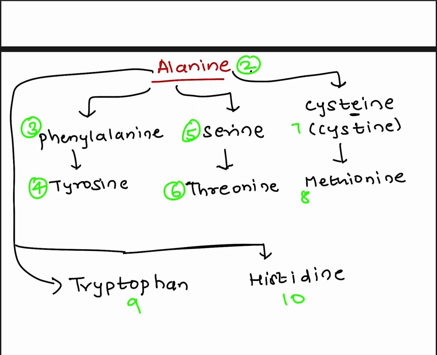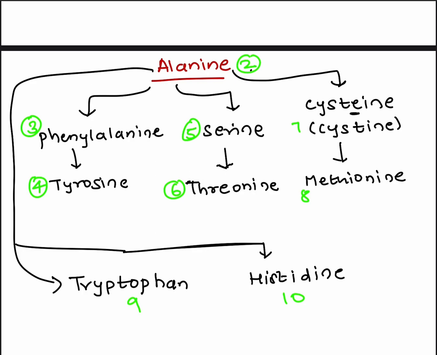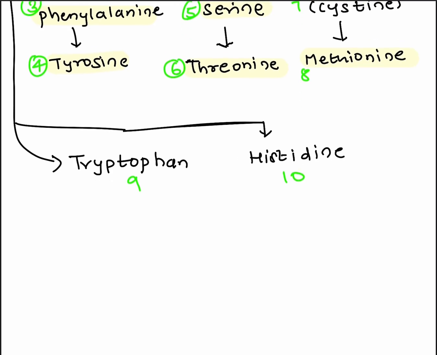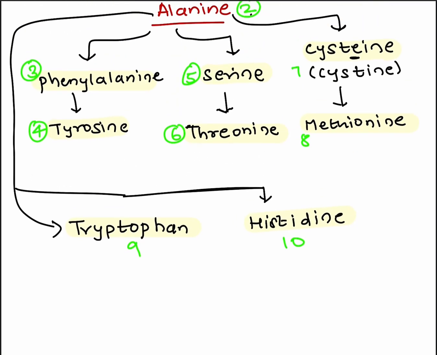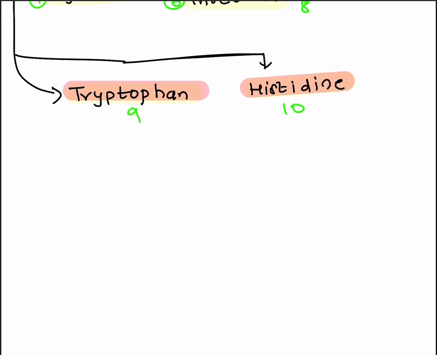Out of 20 essential amino acids, we are going to cover the very initial 10 amino acids. From phenylalanine we are going to derive tyrosine. Then there is serine, from serine we are going to derive threonine. Then there is cysteine, from cysteine we are going to derive methionine. And directly derived from alanine are tryptophan and histidine. These two structures are a little bit complicated, but they are easy. So let's get started with phenylalanine.